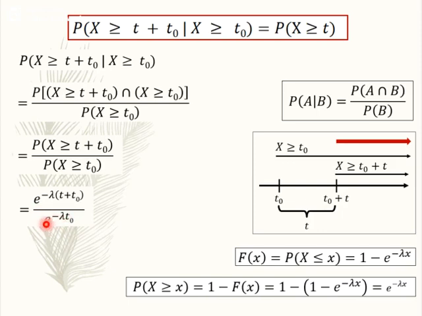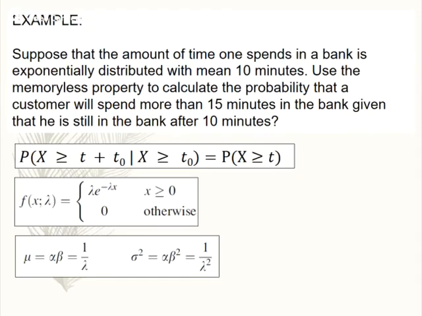Now I can cancel out the e to the minus lambda t0, so just simplify this, okay? And you will end up with e to the power of minus lambda t. Now, if you compare this with that, they actually look the same, but it's just that x is replaced with a t. So what that tells us is this is equal to the probability that x is greater than or equal to t. And this is exactly the right-hand side of our equation. So that completes the proof.